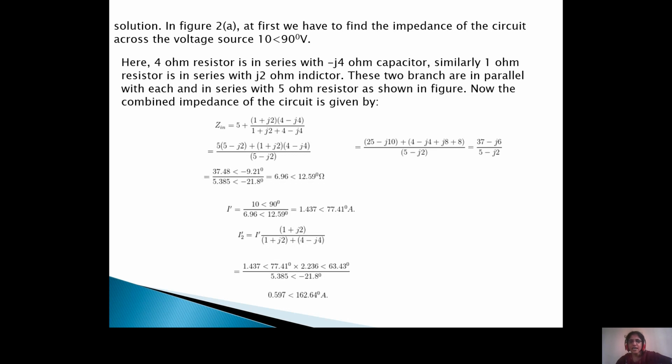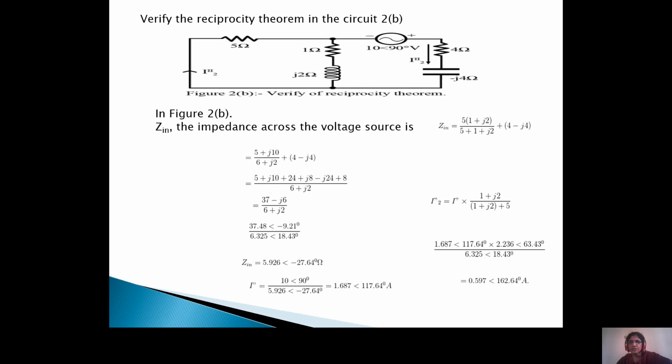So total, the current flowing I dash is equal to total V by Z equivalent. What is V? 10 at an angle of 90 by 6.96 at an angle of 12.59. That is equal to 1.437 at an angle of 77.41. So now we have to get the current in the circuit, that is 1 plus j2 ohms.